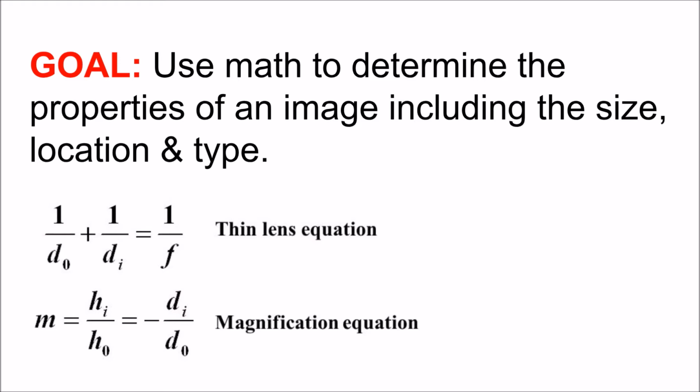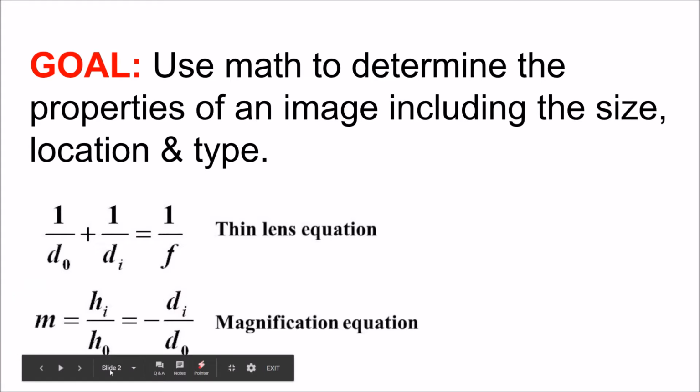We already know how to determine the properties of an image by drawing ray diagrams and locating where it is. However, that's still just a very crude model for figuring things out. If we use the lens equations, we can actually determine the exact height, location, and distance the image will have as a result of a particular lens. And so to do that, we have two different equations. First one's called the thin lens equation, which involves the distance of the object, the distance of the image, and the focal point. We also have an equation for magnification.